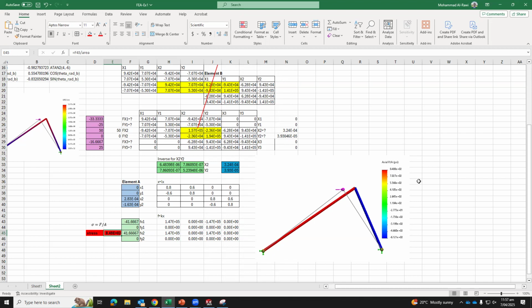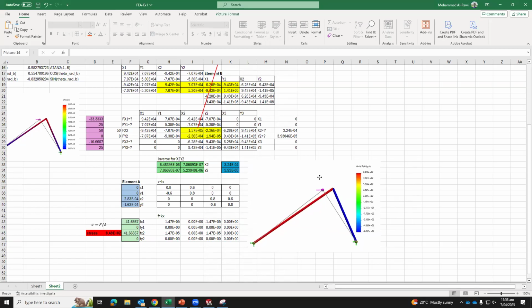Now, if I want to repeat the same thing for element B, I follow the same table, recopy and do the same thing. And that is justifying what we've done in these calculations. How can we determine the support reaction forces? How can we determine the displacement? How can we determine the values we are interested to find for each one of these questions?